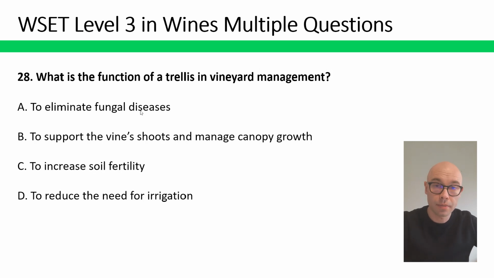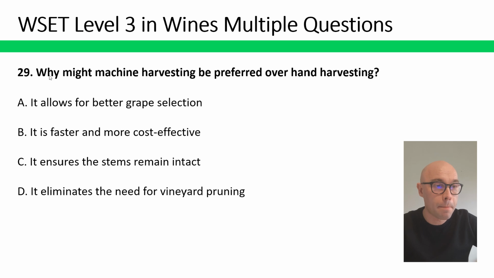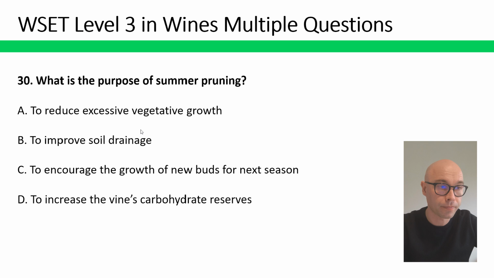So trellis system is what supports the plant, the vine. Why might machine harvesting be preferred over hand harvesting? It allows for better grape selection. It is faster and more cost effective. It ensures stems remain intact. It eliminates the need for vineyard pruning. The correct answer is B. It is faster and more cost effective.